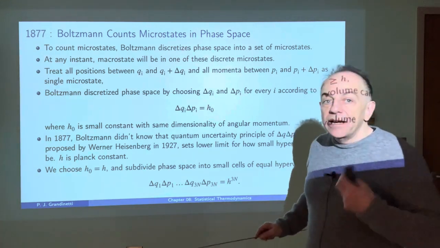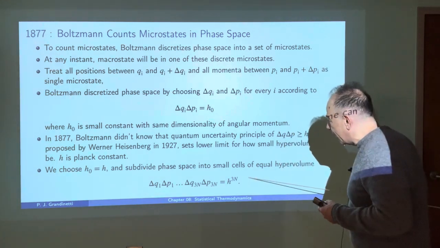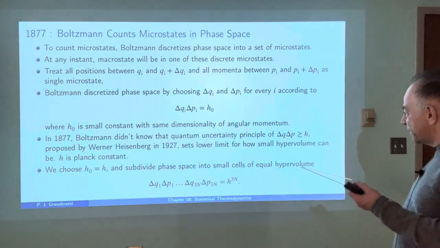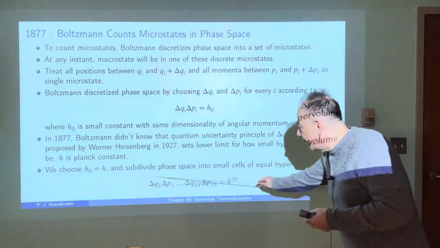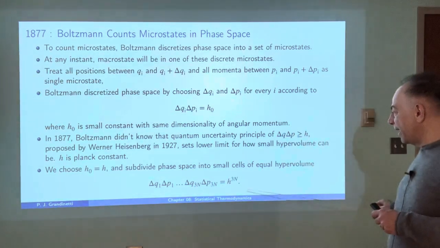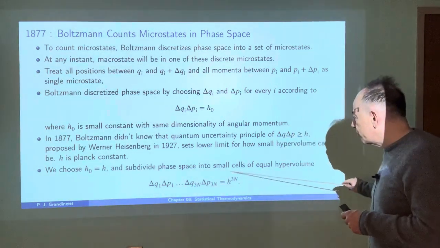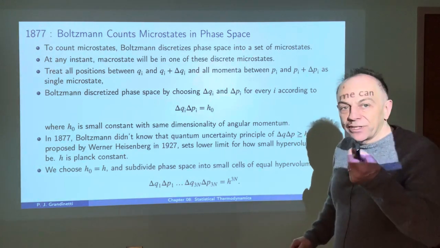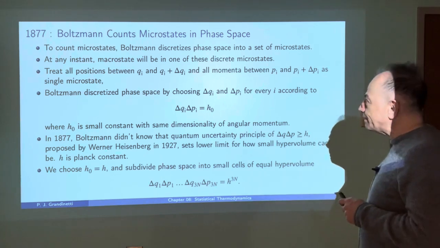So in our 6n-dimensional phase space, we have these small cells that have a hypervolume given by this volume here. It's h to the 3n, the hypervolume of each of these discretized cells in phase space.